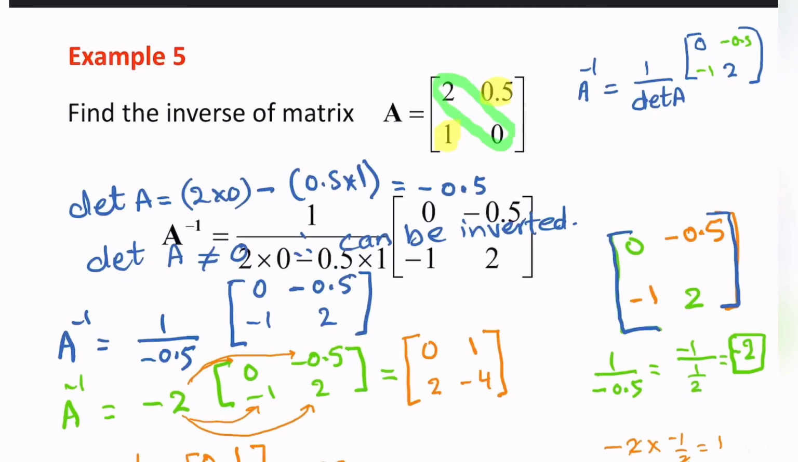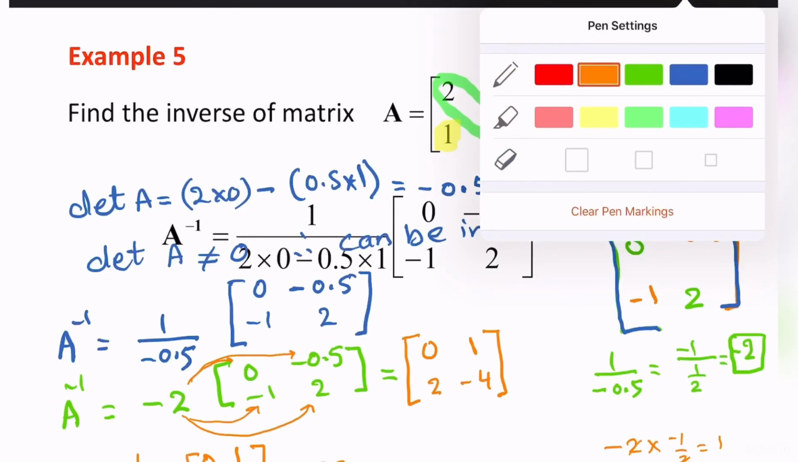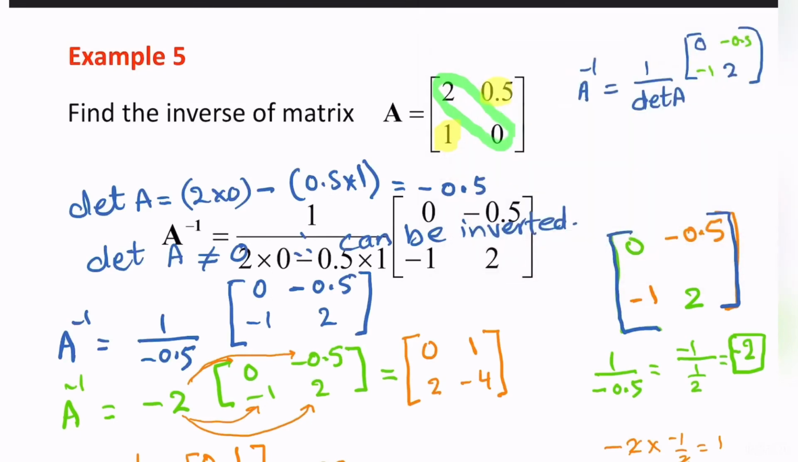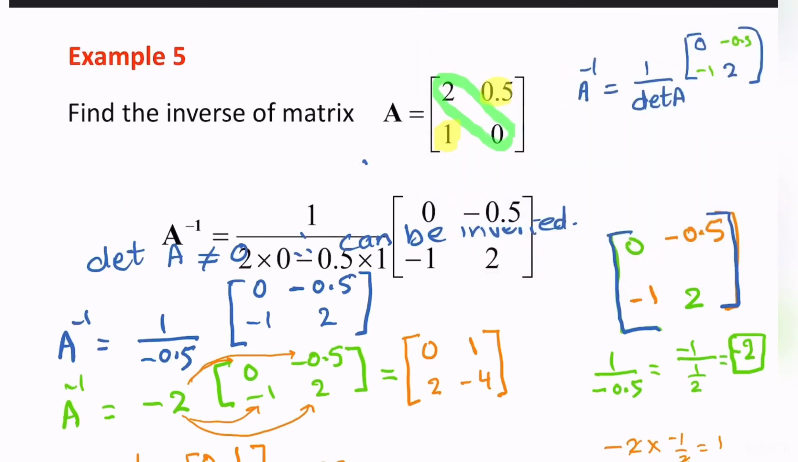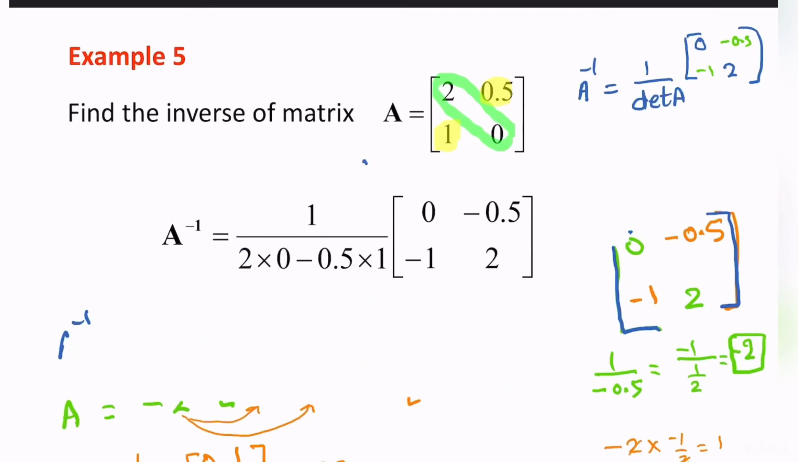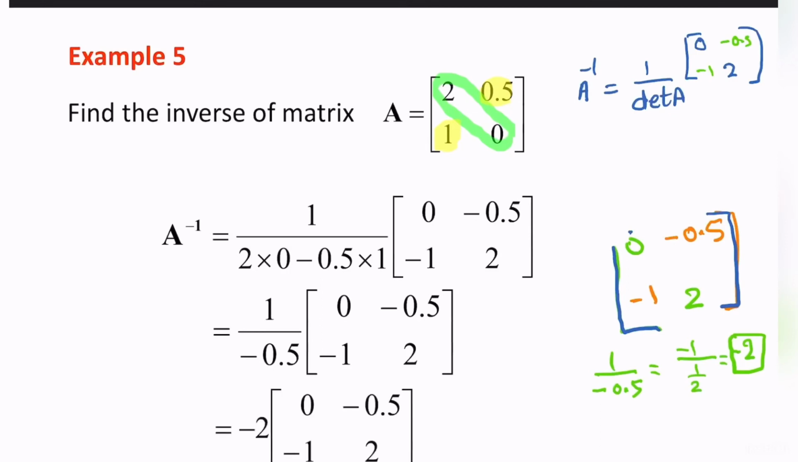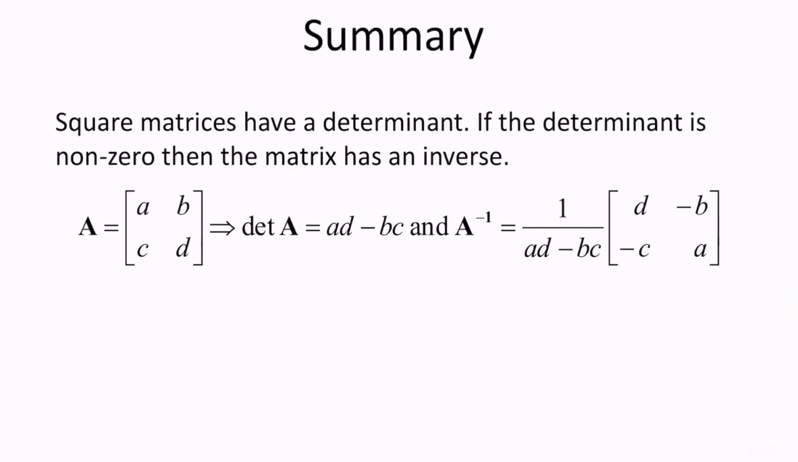So I'll just clear the screen and you can have a look at the slide here. It's 0, 1, 2, minus 4, and that's it.